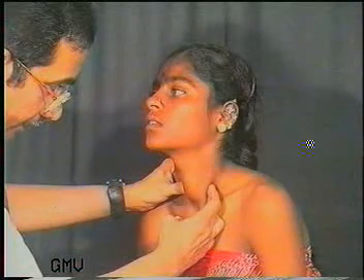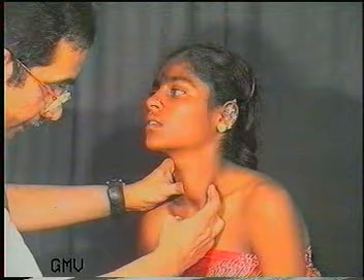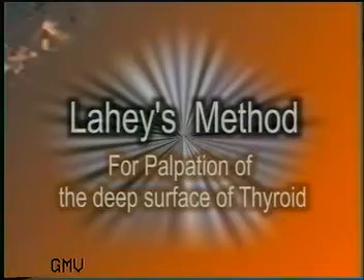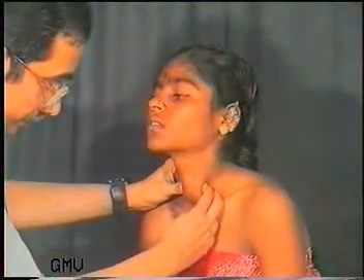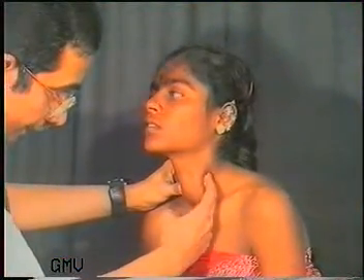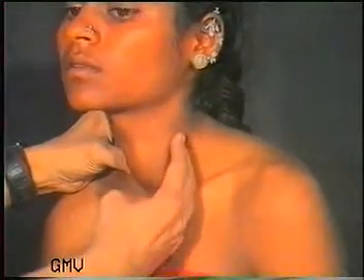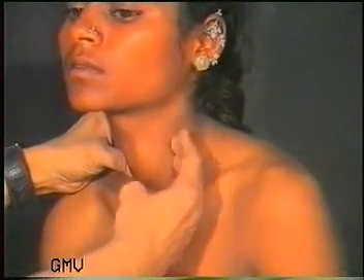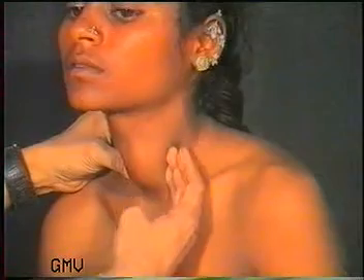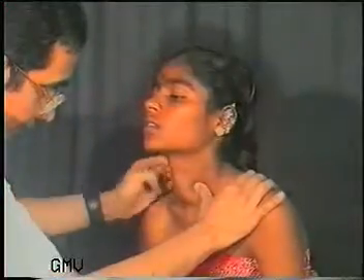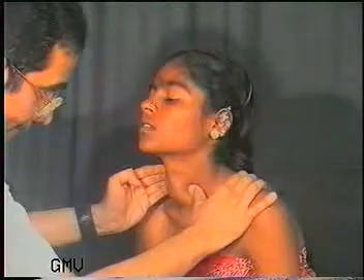Now stand in front of the patient, extend the neck slightly, and palpate by Lahaye's method for the deep or posteromedial surface of the gland. To palpate the left lobe, push the thyroid gland to the left with your left hand so that the left lobe is pushed out of the tracheoesophageal groove, and then with the right hand palpate the posterior surface for nodules. Then repeat the procedure on the right side.